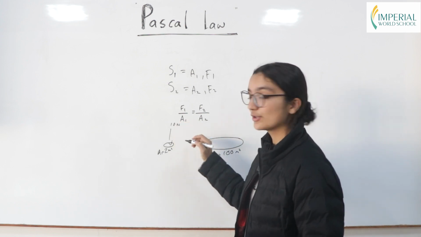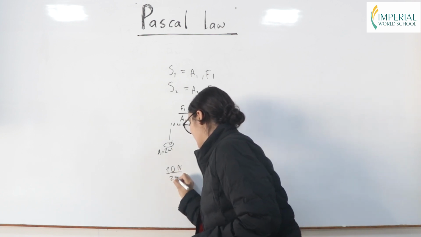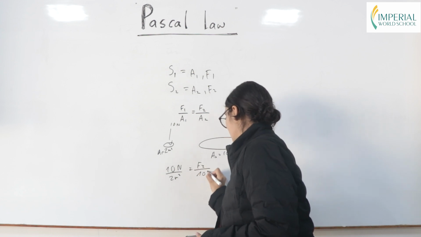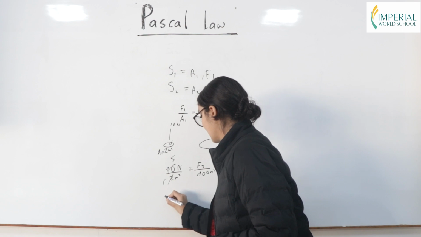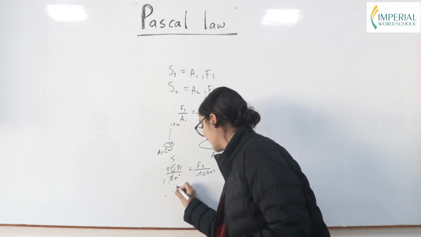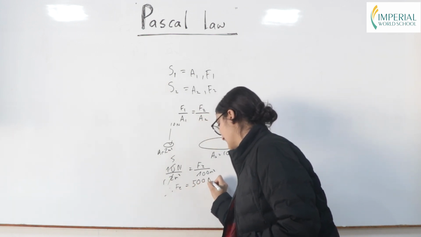on this piston, then according to Pascal's law, I'm supposed to get 10 Newton by 2 meters square equals force 2 by 100 meters square. After equating the numbers, I get that force 2 equals 500 Newton.